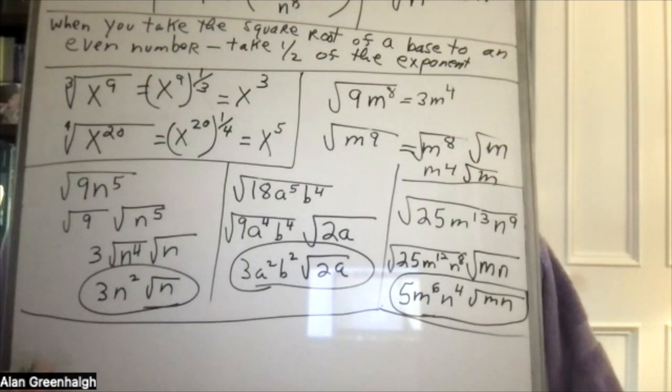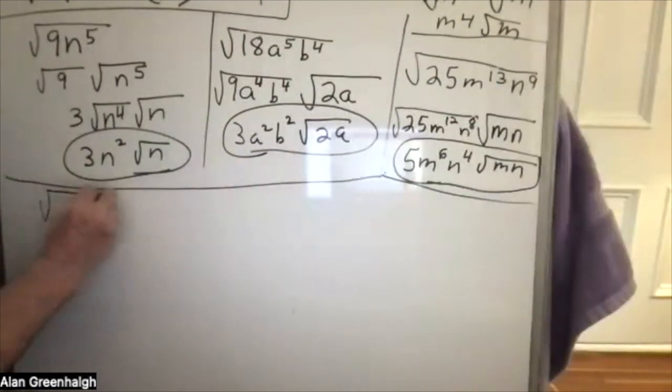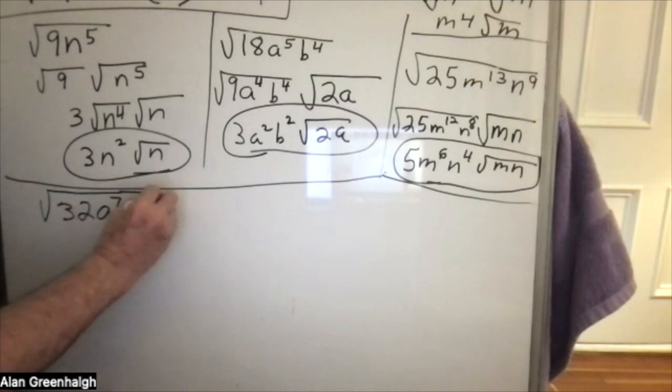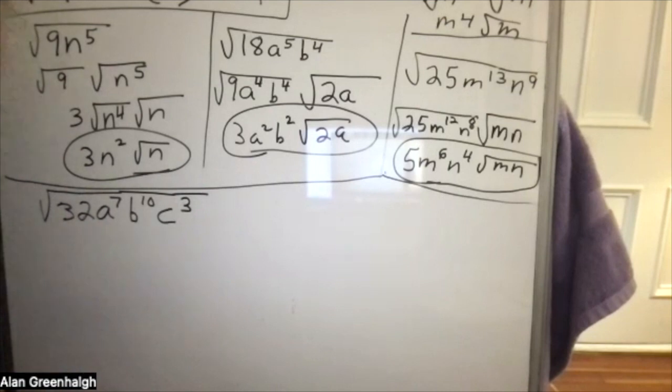Here's another problem. We're running out of time, so we've got to kind of move quickly now. I want to do two more problems. This is the next one. 32 a to the 7th, b to the 10th, c to the 3rd. So let's see if you could do that. I'll give you a couple of minutes, but then we really have to move.